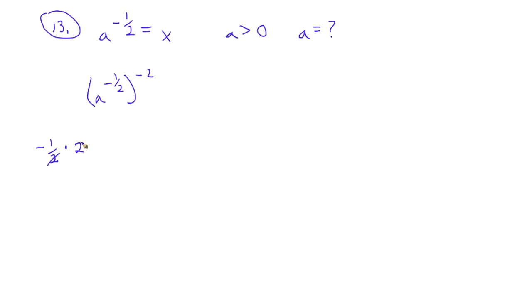So the 2 and the -1/2 will cross out, and then we'll end up getting -1. So this will become A to the first power, because this is a negative times a negative, so A to the positive first power. And now remember, whatever I do to one side of the equation, I also have to do to the other side of the equation.